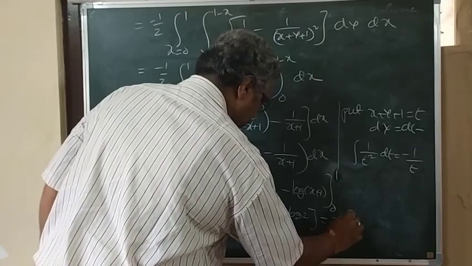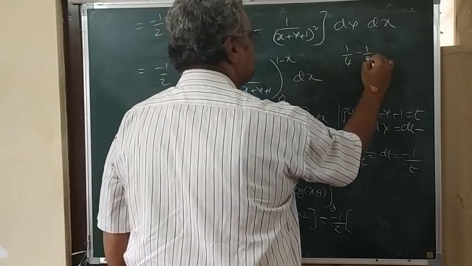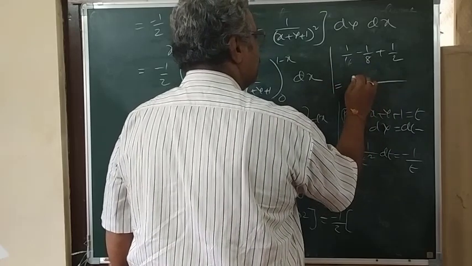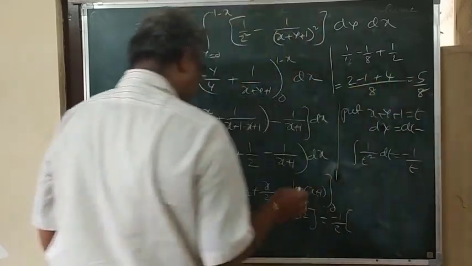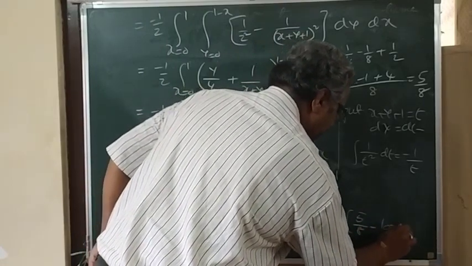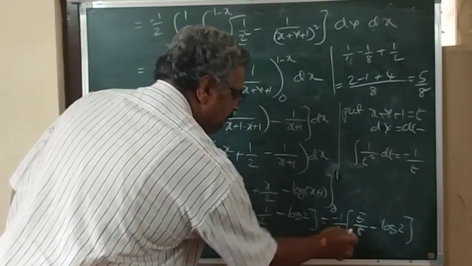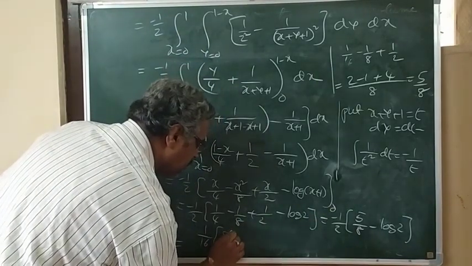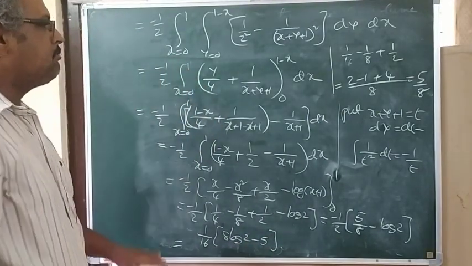Now minus 1 by 2 times of 1 by 4 minus 1 by 8 plus 1 by 2. 8 is the LCM. 2 times minus 1 times 4 times 6, 5 by 8. 5 by 8 minus log 2. Now if you simplify, if you take common 8, 1 by 16 times of 8 log 2 minus 5 is the answer. So very simple problem.